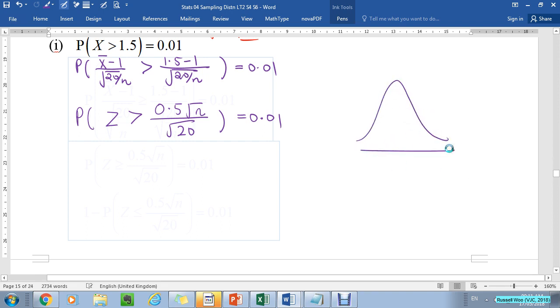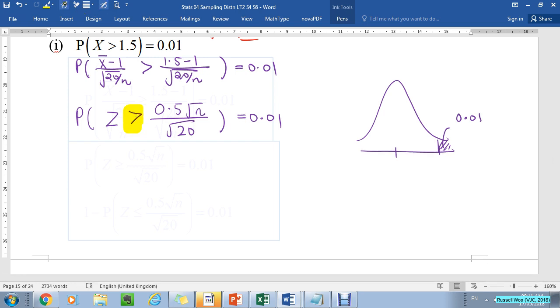What we want to do is, you want probability z greater than something is 0.01. So that means you want this area to be 0.01, right? Because it's greater than. And this mean is 0. So you want to find what is this value. And if you can find what is this value, then this value is this. Correct? Yes? So, do we inverse norm 0.01?